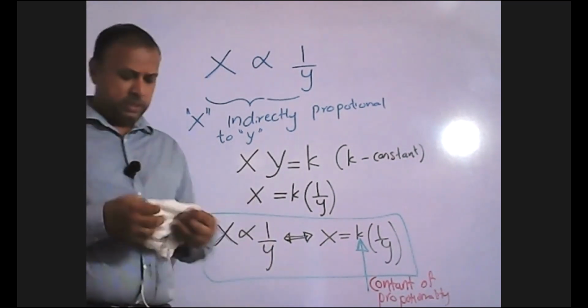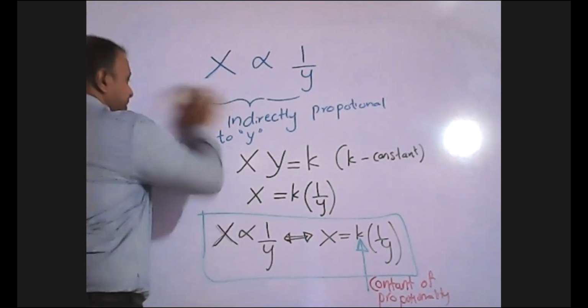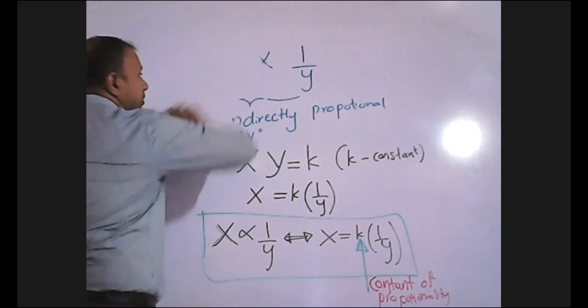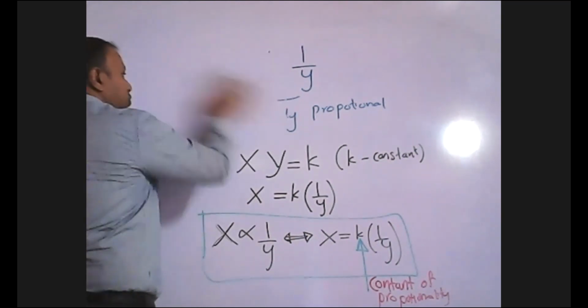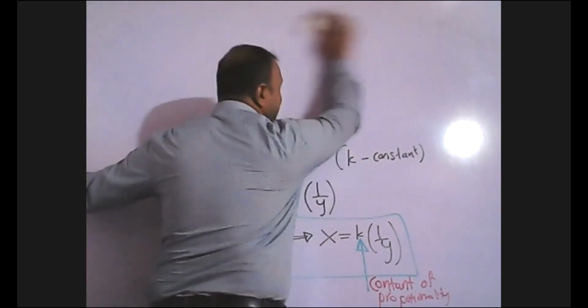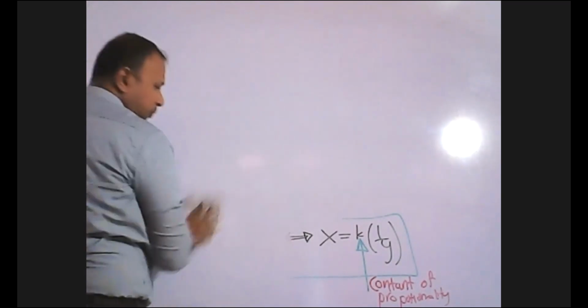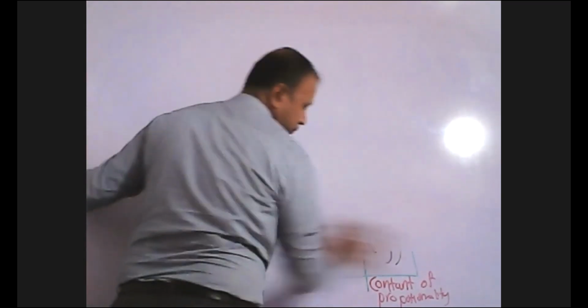Now we have to get some understanding about direct proportionality and indirect proportionality. So, what is our objective? In this application, what is our objective?